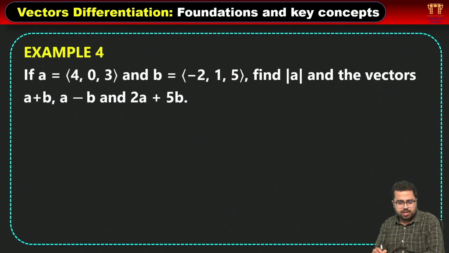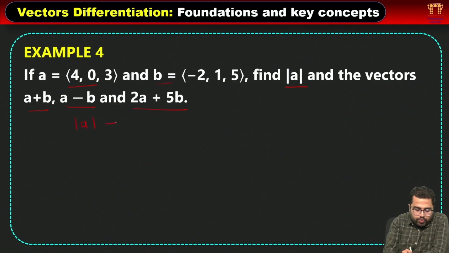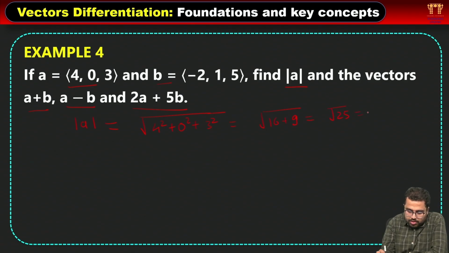We'll see this example. In this example, two three-dimensional vectors are given. You have to find modulus of a, vector a plus b, vector a minus b, and vector 2a plus b. So what is modulus of a? Modulus of a is nothing but the length of that vector. So how can we calculate the length of that vector? This is the square root of the square of the first component, which is 4 squared, plus the square of the second component, which is 0 squared, plus the square of the third component, which is 3 squared. So what will it give me? It will give me the square root of 16 plus 9, which is nothing but the square root of 25, which is 5.